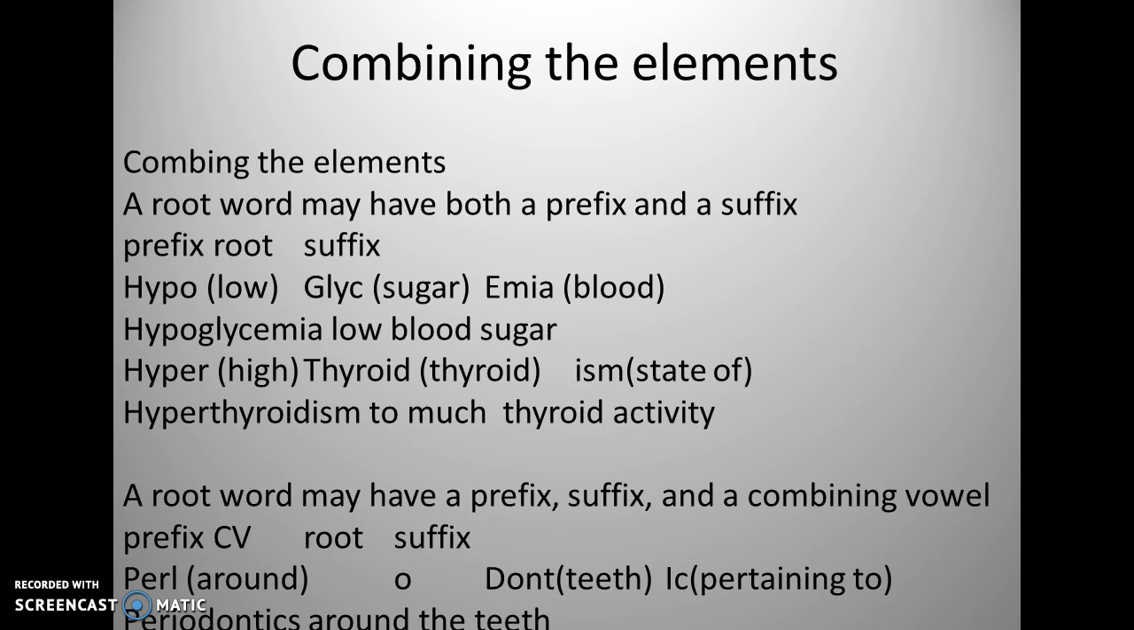You may have a case in which a root word has a prefix, suffix, and a combining vowel. And we talked about this particular word before, periodontic, which means around the tooth. We have peri, which means around. O is the combining vowel. A lot of times the combining vowel helps make the word a little bit easier to say. Dont, which means teeth, and ic, which means pertaining to.